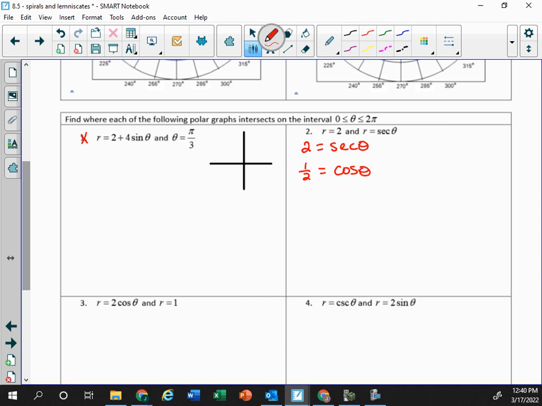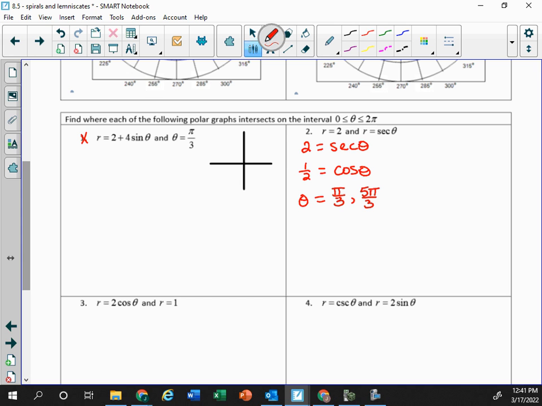Okay, secant and cosine are reciprocals, right? You good? Okay. All right, so what are my thetas? Where does cosine equal positive 1/2? Cosine is the x. Yes, yes. Okay. Those are just thetas, though.